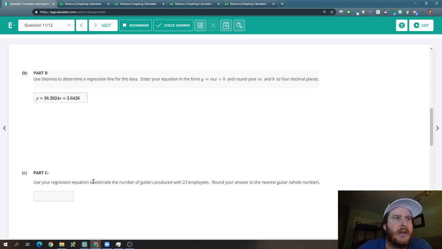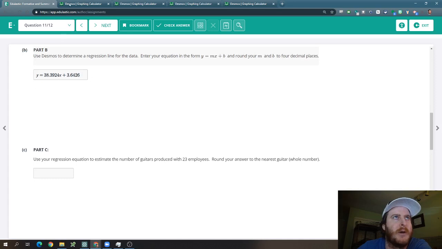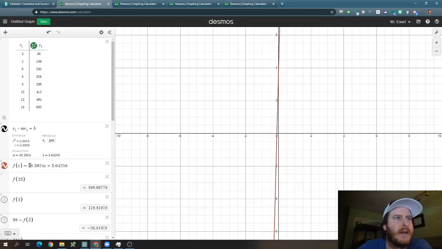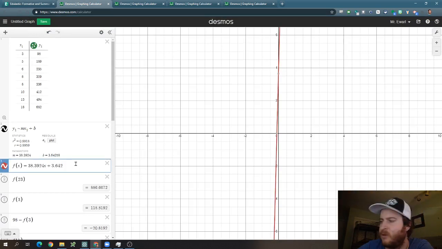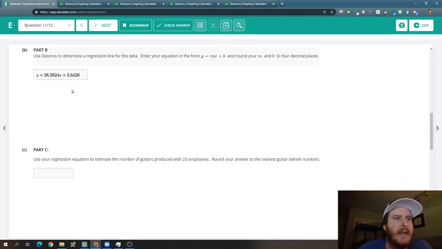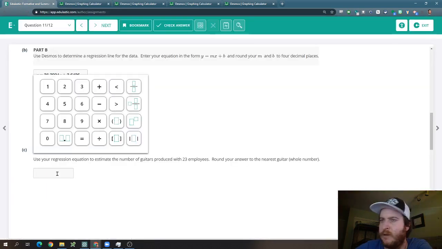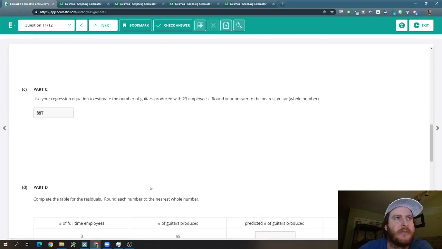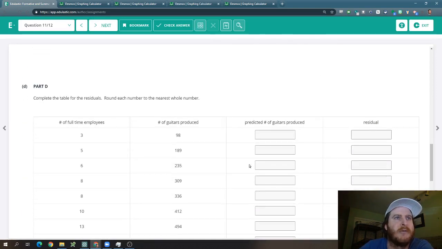Use your regression equation to estimate the number of guitars produced with 23 employees, and then round your answer to the nearest whole number. So I'm going to do f of x equals 38.3924x plus 3.6426, since that's the one that we created. And we'll type in f of 23. So f of 23 gives 886.6, so we'll round that up to 887. So 887 guitars.